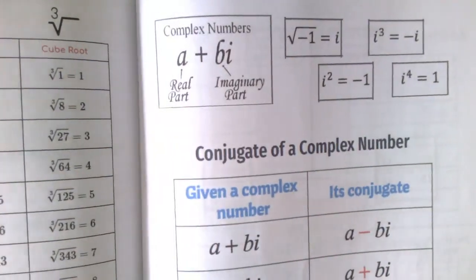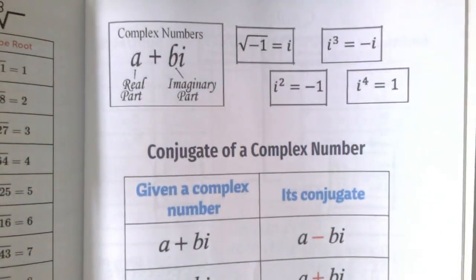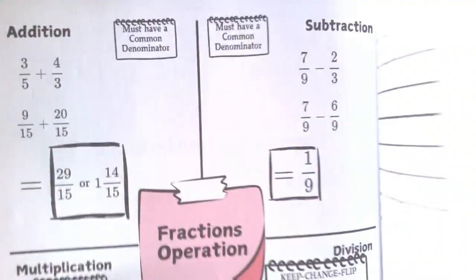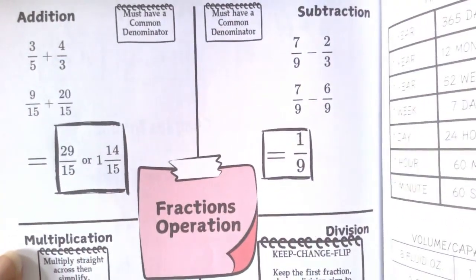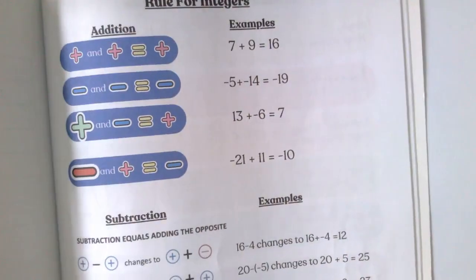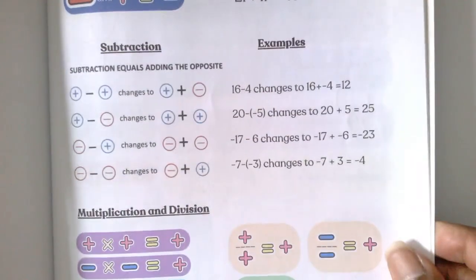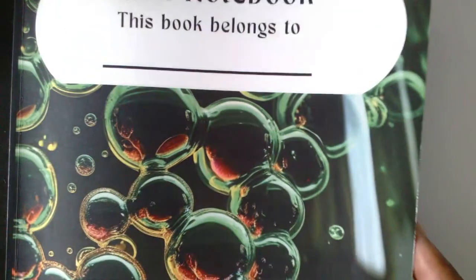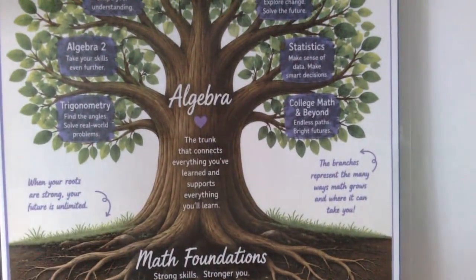So I have the factor charts, talked about the conjugates, complex numbers, and did the whole square roots and cubes, trying to figure those things out quicker. Then also fraction operations. Then we had some conversions. Then the rules of integers if they forget. Then for word problems, we have operation and terminology. So a lot of these things are here and ready for you because this is why you're doing it.